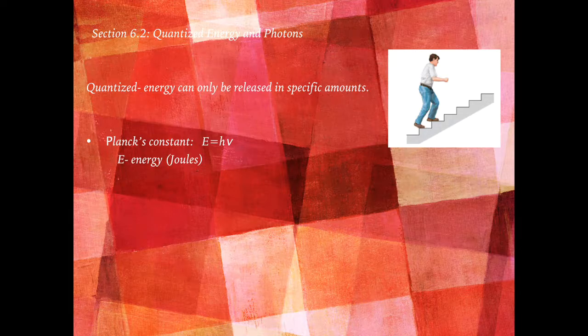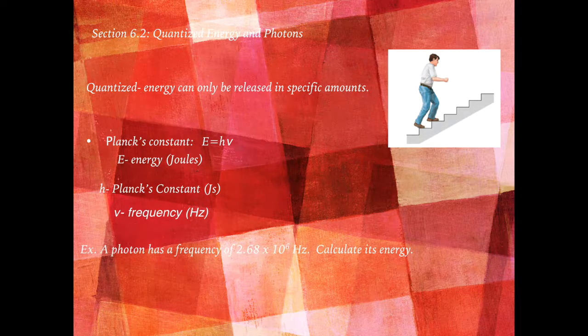E is energy, and that's measured in joules. Your h is your Planck's constant, and notice that the units for Planck's constant are joules times seconds. So the seconds cancel with the units for frequency, which are seconds to the -1 or hertz. Planck's constant, by the way, is a value that will be given to you. It's 6.626 times 10 to the -34th.